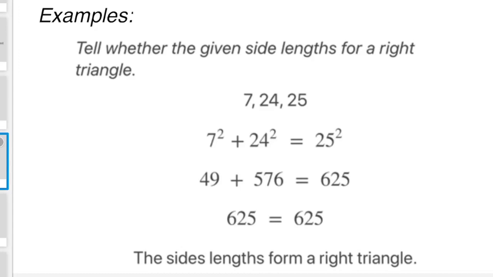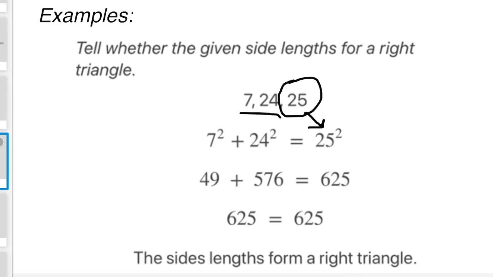They are giving us three numbers, 7, 24, and 25, and they're asking us to tell whether the given side lengths are for a right triangle. The math is already done for us, and this one's pretty easy because the numbers are put in order, A, B, and C, but they're not always done this way. So we have to remember when we plug it into our Pythagorean theorem that our largest number is going to be c squared, and then the other two numbers are our legs. It doesn't matter which one is A and which one is B. So we have 7 squared plus 24 squared equals 25 squared.